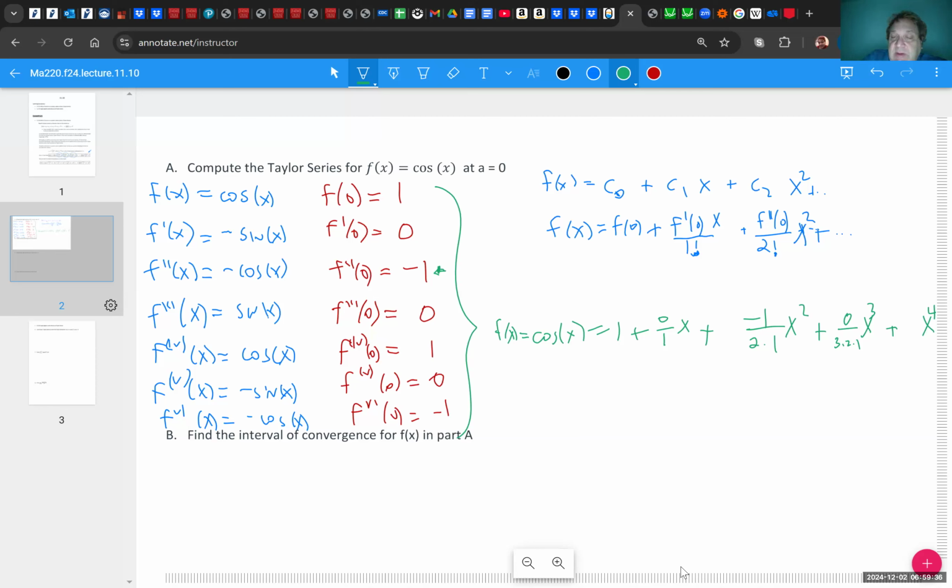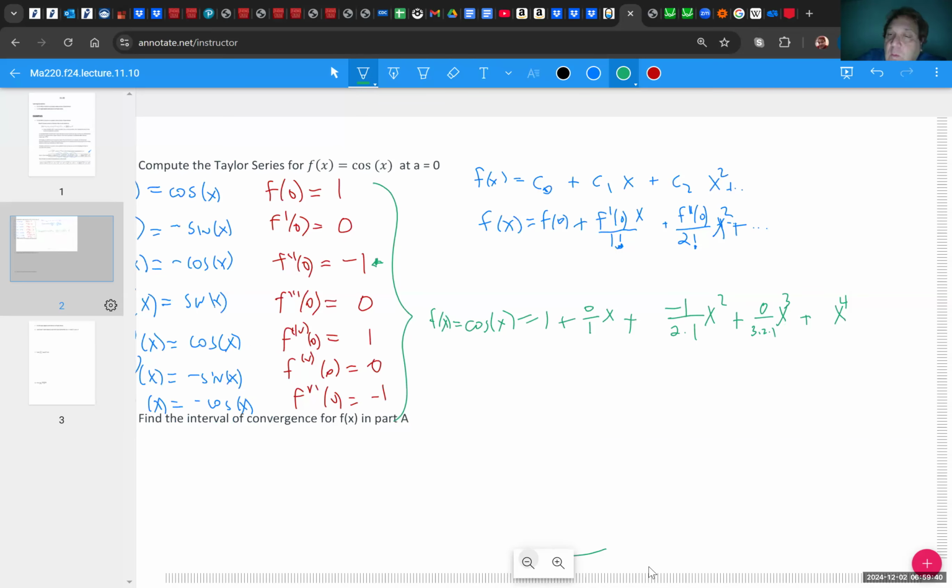So that's going to be 1 over, well, it's going to be the fourth factorial because it's the fourth exponent. So 4 times 3 times 2 times 1, and so on. So we keep going. I'll go to the next two because I have them written out here. The next one's going to be a 0, x to the fifth, and this is over 5 factorial.